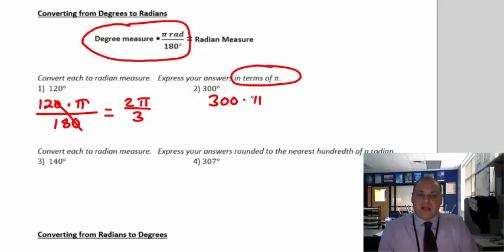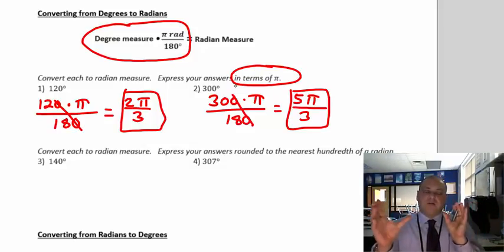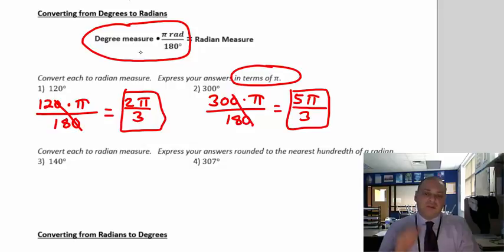300. And then you just go times pi over 180 because that's the conversion. And then 300 over 180, again, that reduces. 6 goes into 30 5 times, and 6 goes into 18 3 times. So it's 5 pi over 3. So that's 2 pi over 3, and that's 5 pi over 3. All right, so again, pi radians is 180 degrees, so here's how you convert between them. 2 pi over 3 is the same as 120 degrees. 5 pi over 3 is 300 degrees.